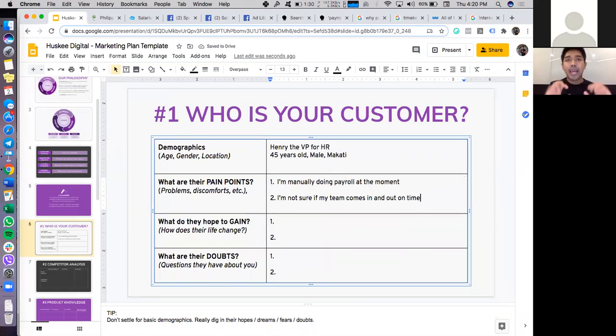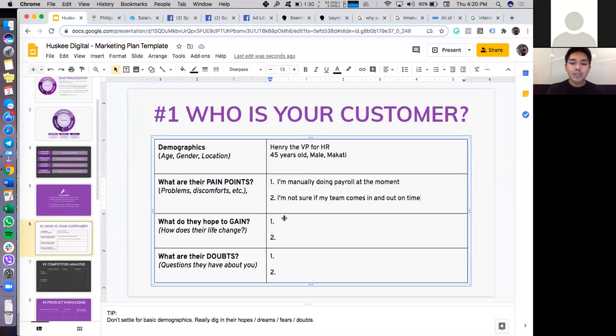So again, going back to the persona, I'm trying to imagine the picture of Henry, the VP of HR. He's going through this pandemic. It's very difficult for him to process the whole situation, and he has to deal with the fact that he did not invest in any software, or he did not push for any software. Right. So now he has these problems. So he has a pain point of, I'm doing the payroll manually, and I'm actually not sure if my team comes in and out on time.